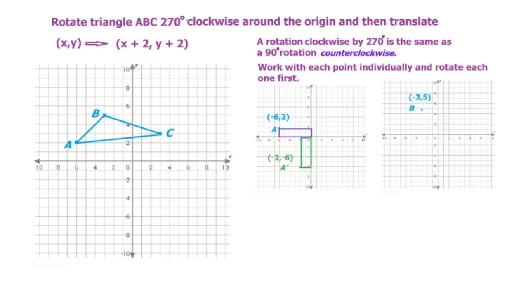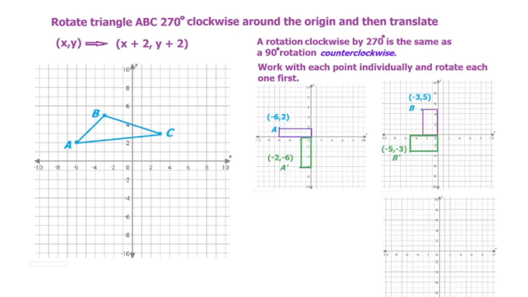Here we have point B, which is at -3, 5. Now we draw the little box around it that includes the origin. Now you can imagine kicking it counterclockwise 90 degrees, and you can see that point B is just going to end up over here. Its coordinates are -5, -3.